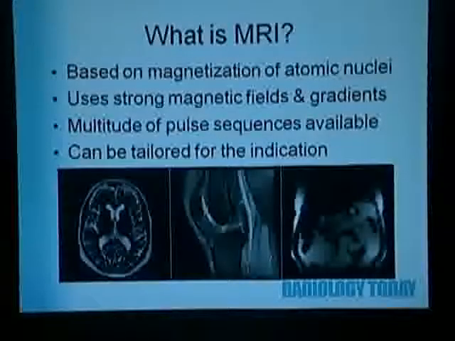So briefly, what is MRI? One of our alternative modalities to CT. MRI is based on magnetization of atomic nuclei, uses strong magnetic fields and gradients. There's a lot of pulse sequences available, something that we as radiologists need to know about in order to tailor the study for the indication. And again, the important thing about MRI is it does not involve any radiation.